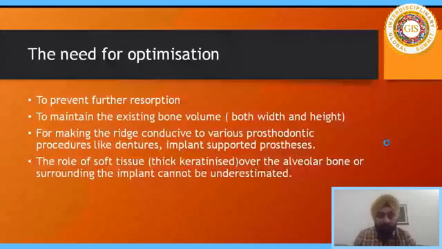Now, what is the need for optimization? It is to prevent further resorption of the alveolar ridge, to maintain the existing bone volume, for making the ridge conducive to various prosthodontic procedures like dentures, implant supported prosthesis, and in this, the role of soft tissue, the thick keratinized tissue over the alveolar bone or surrounding the implant, cannot be underestimated.